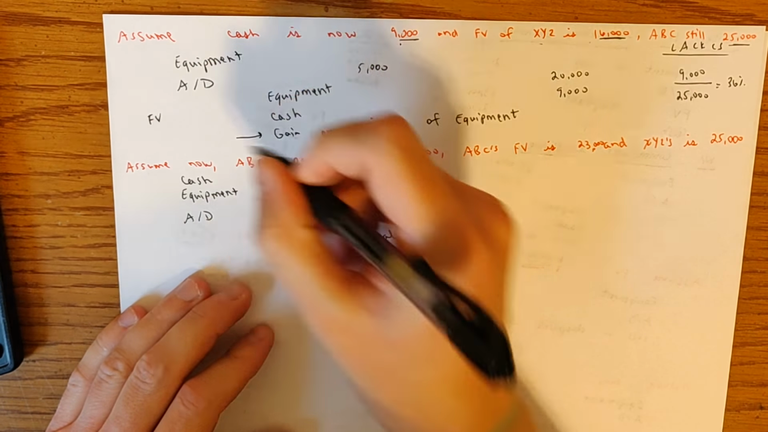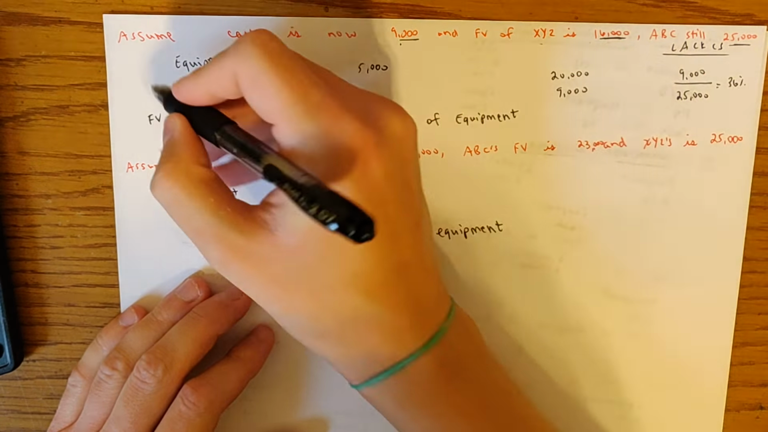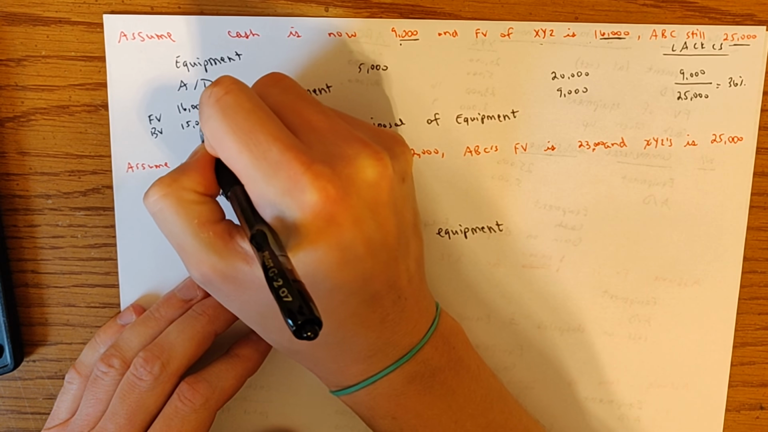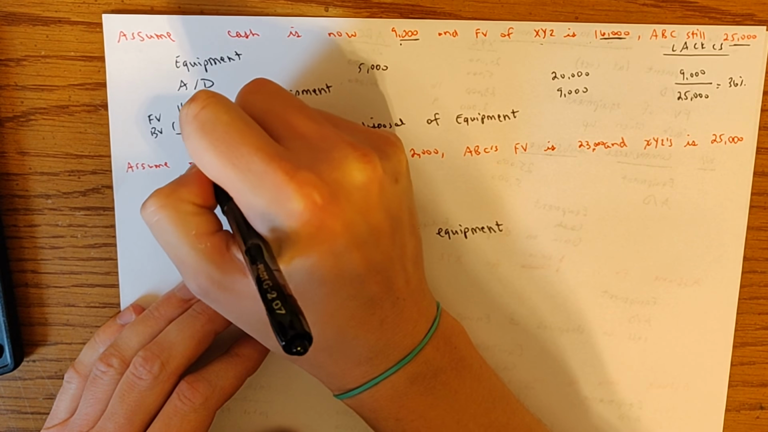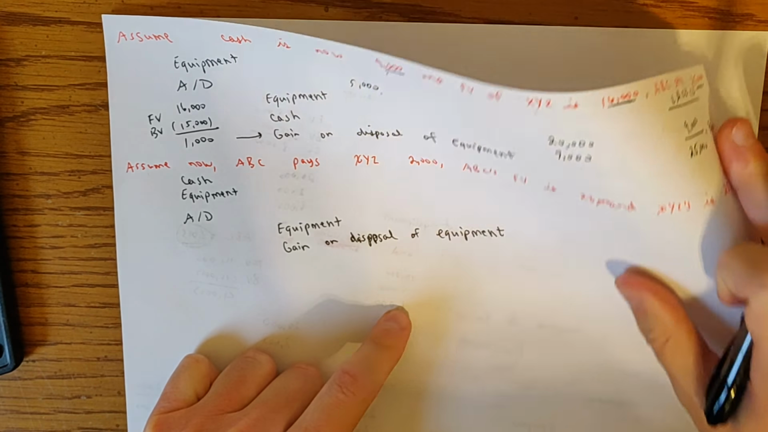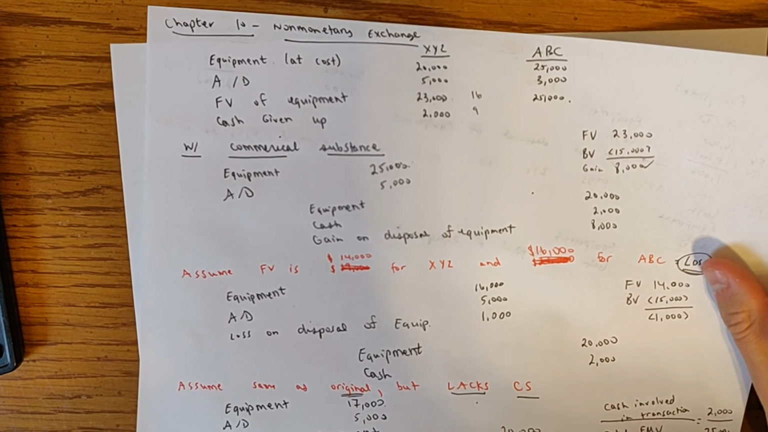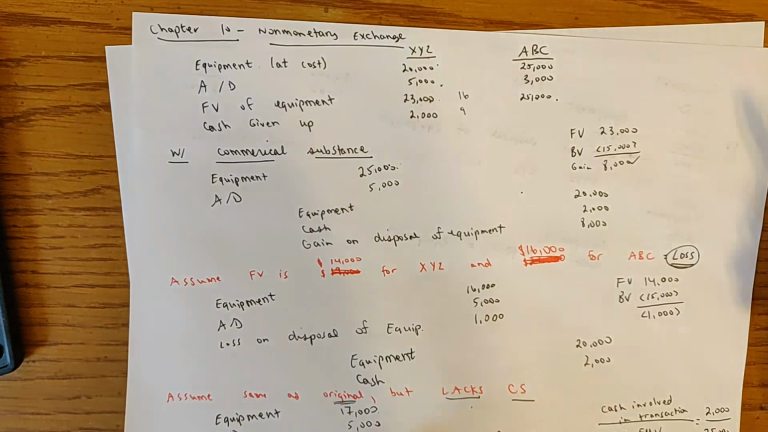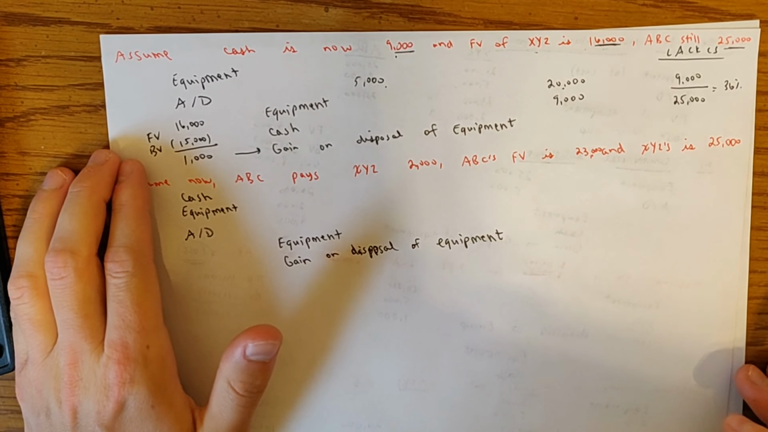Okay, so fair value is given to us up here at 16. We know that the book value is 15,000. Okay, and the reason we know that is that the cost was 20, cumulative depreciation was 5. We see that in the facts at the beginning as well, right? Equipment cost 20, cumulative depreciation of 5. That hasn't changed. So that means that the book value is 15.